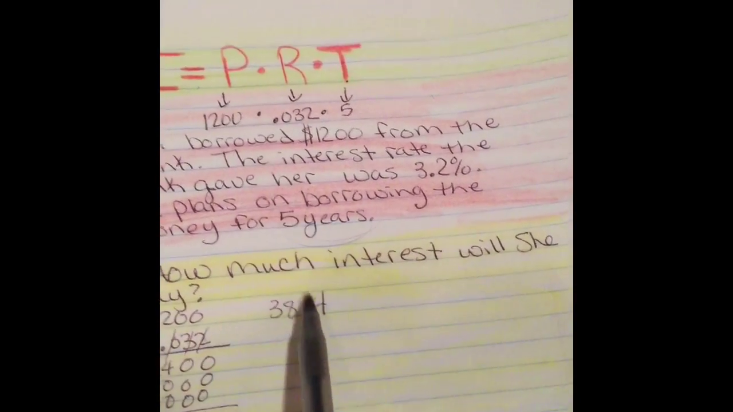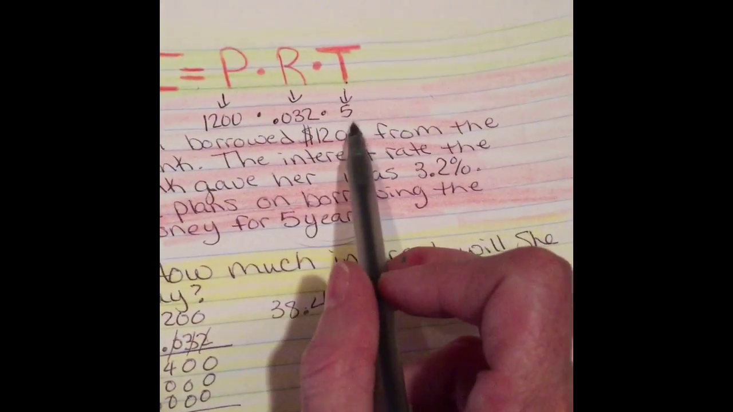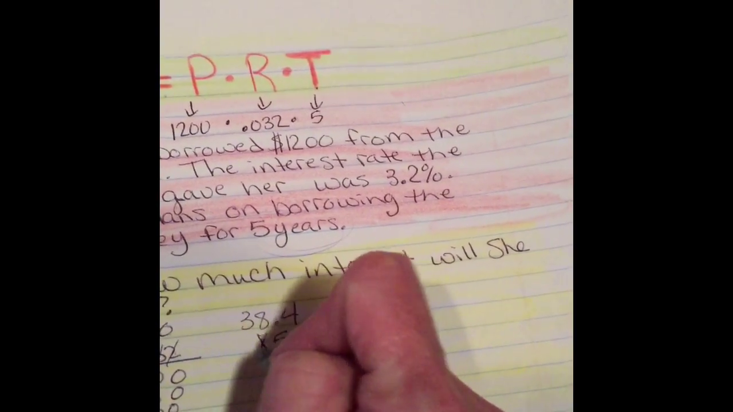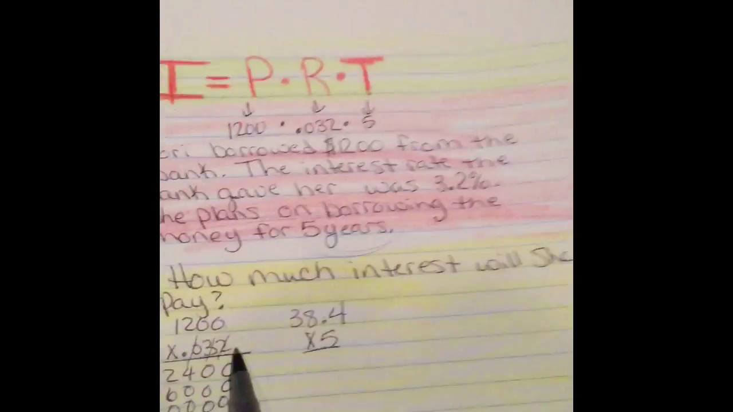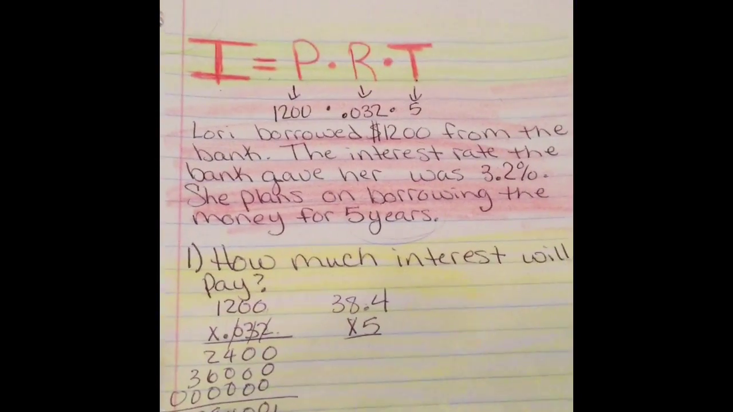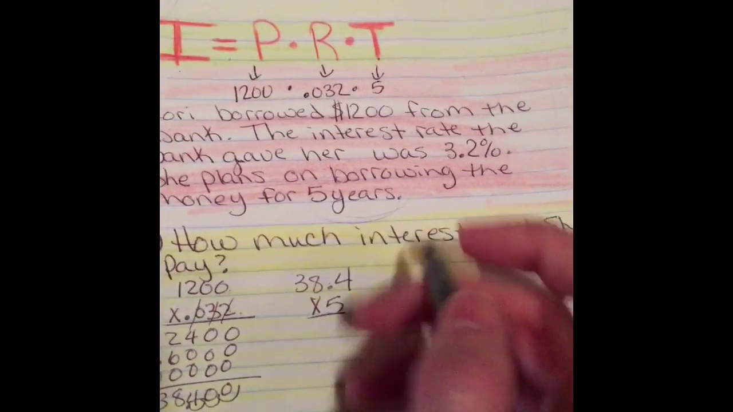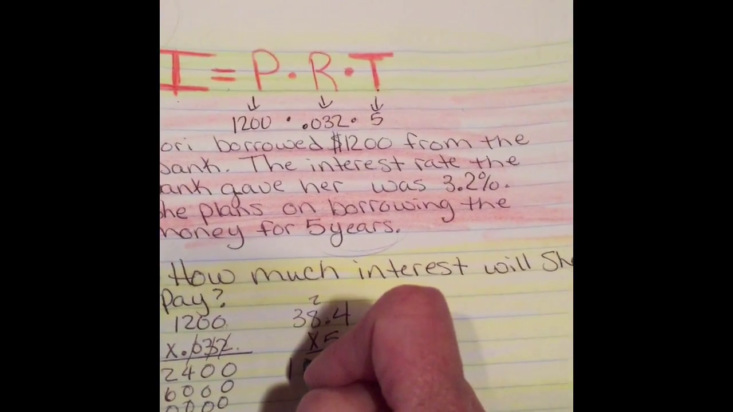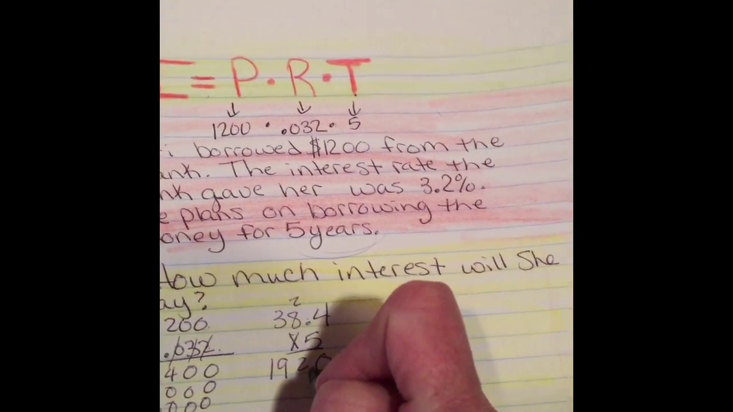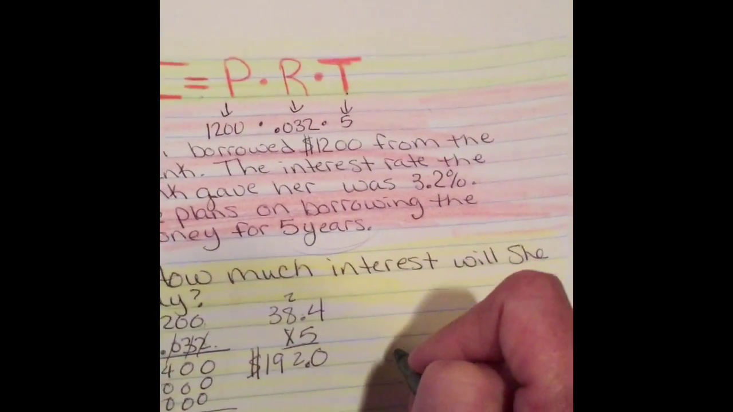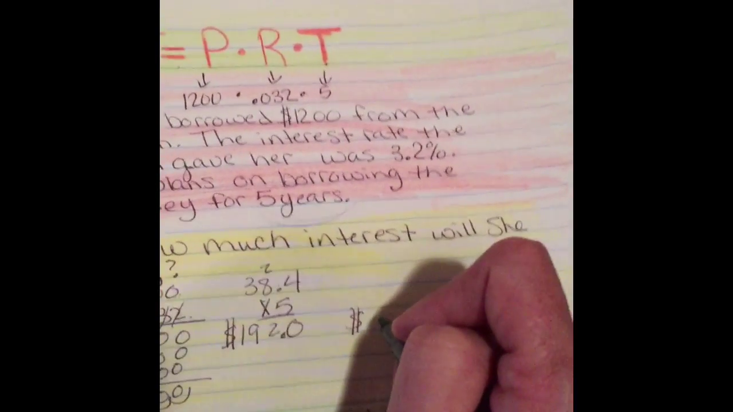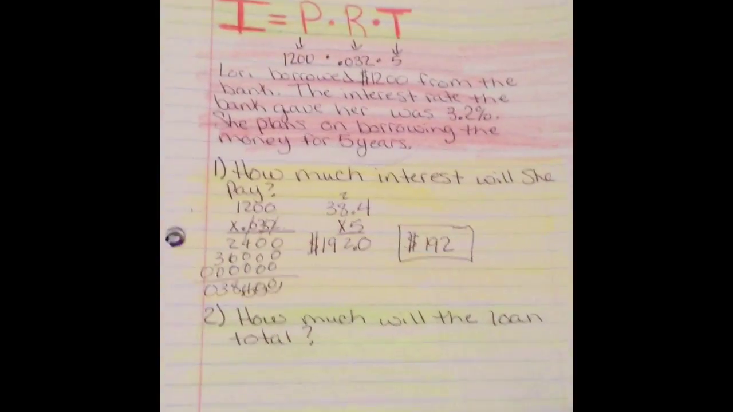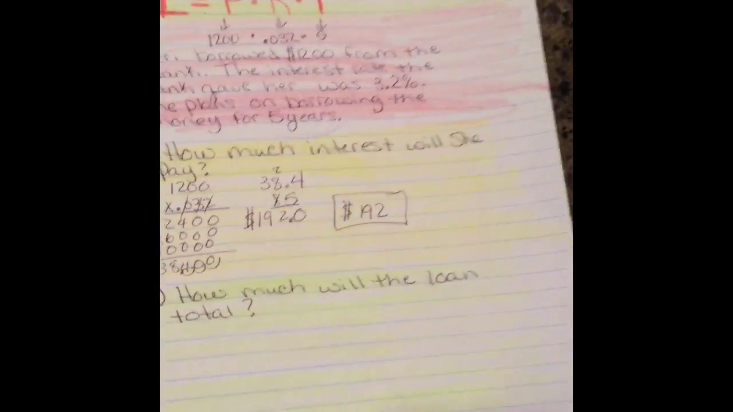Now I'm going to take that and multiply it by my number of years, 5. So the first thing I do is I multiply the principal times the interest rate in decimal form. And once I get that answer, then I'm going to multiply it by the number of years. One decimal place. So I get $192. So the bank is going to charge her $192 just to borrow the money for 5 years.